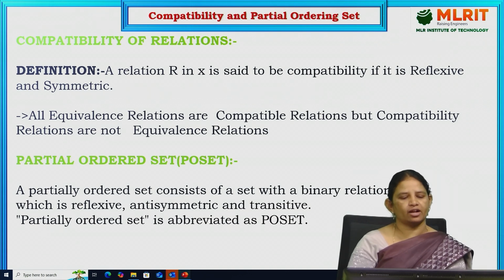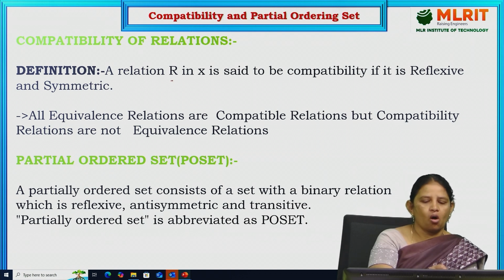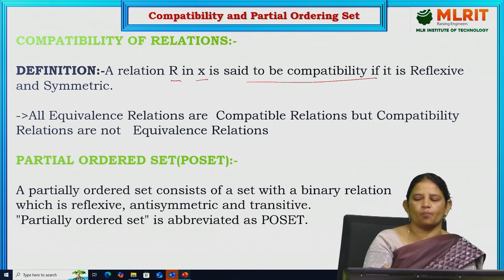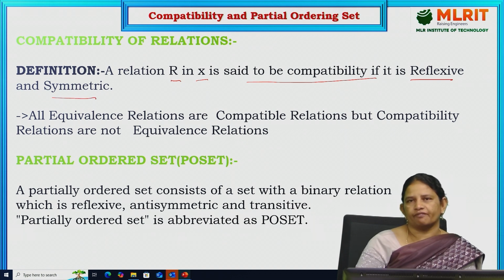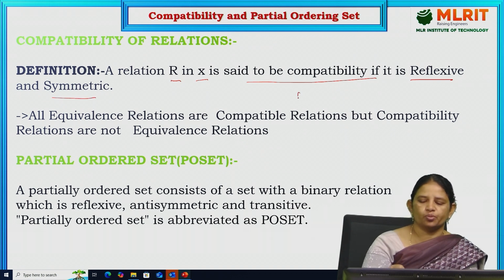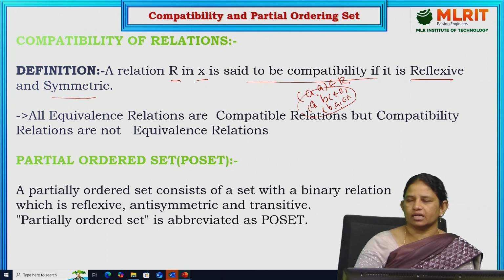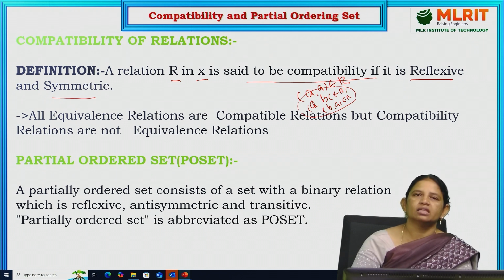So, what is meant by compatibility? A relation R in X is said to be a compatibility relation if it is reflexive and symmetric. Reflexive means (a, a) belongs to R. Symmetric means if (a, b) belongs to R, then (b, a) belongs to R. Any relation consisting of the reflexive property as well as the symmetric property is said to be a compatibility relation.